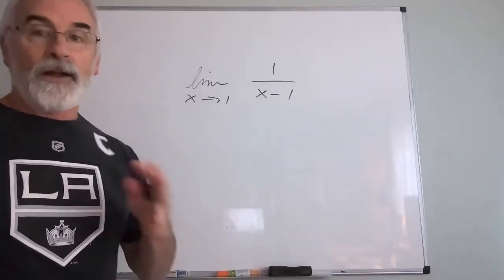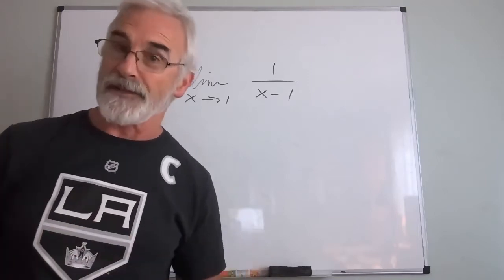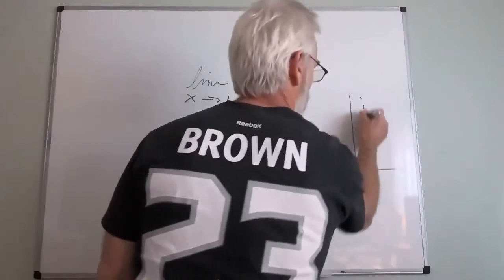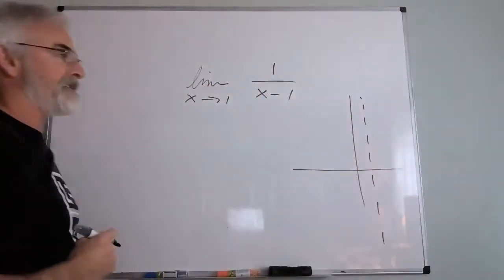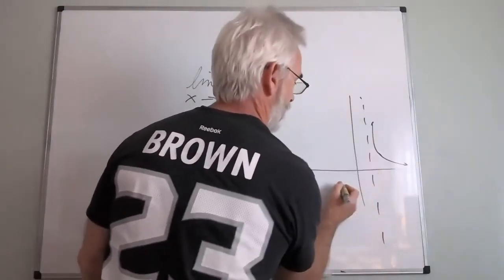Now, you never have to draw a picture to answer a limit question, but sometimes a picture helps illustrate what you're trying to say. So if I drew a picture of what this looks like, I have a vertical asymptote at x equals 1, and then the graph would look something like this.